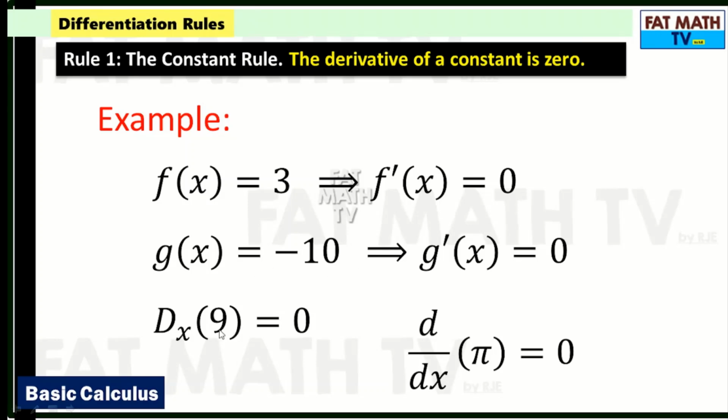The derivative is 0 here. A different notation for derivative: the derivative of a constant 9 is also 0. The derivative of pi, which is a constant, approximately 3.14, is also 0.